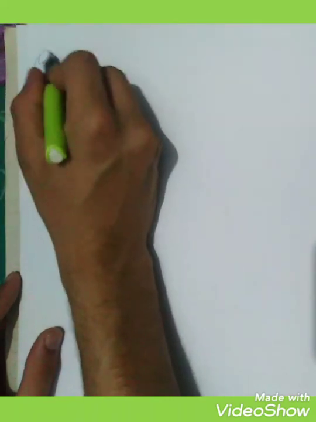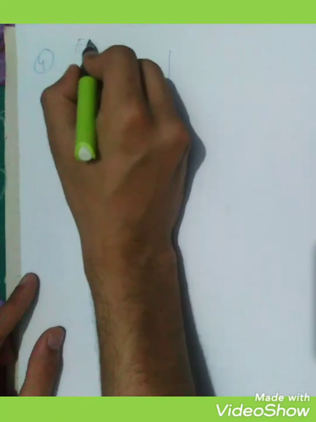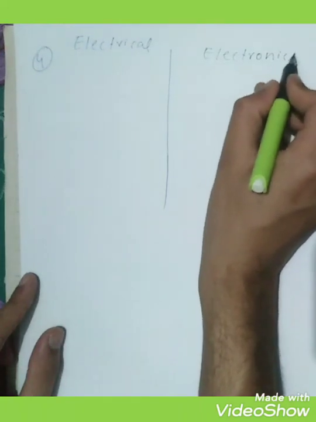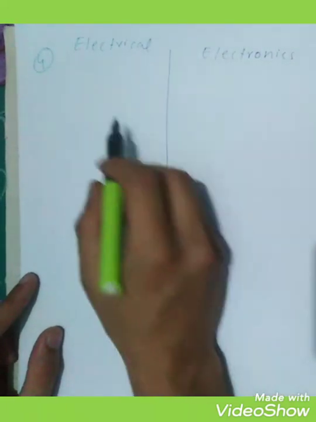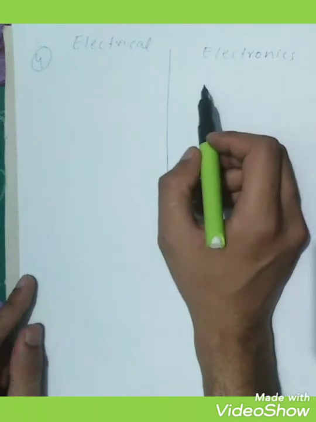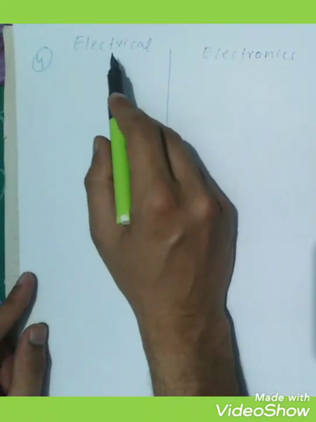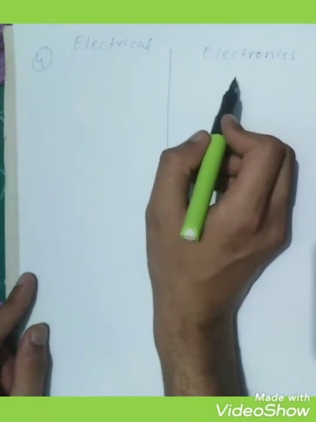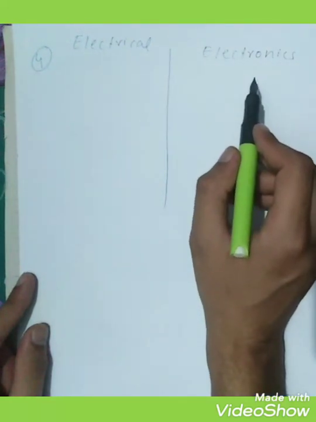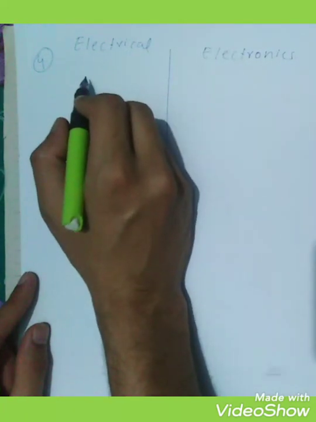Now the fourth difference. These are very important. Some students do not know the difference between electrical and electronics. It is a very important lecture. Every student should know the difference between electrical and electronics.